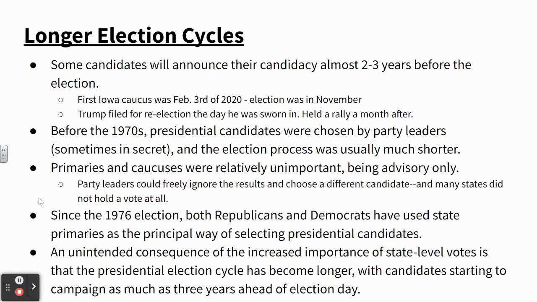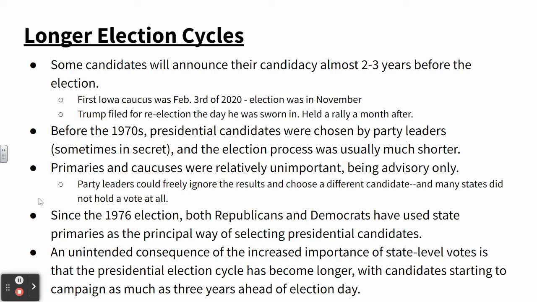All right. It says primaries and caucuses were relatively unimportant, being advisory only. Party leaders could really ignore what the people had to say, with that idea of the delegates and who held those delegate seats, and they could choose a different candidate. In a lot of states before this, they didn't even hold a vote. So they go through the primary, it's kind of like I said, an advisory session as opposed to a for-sure vote. That has changed quite a bit now.